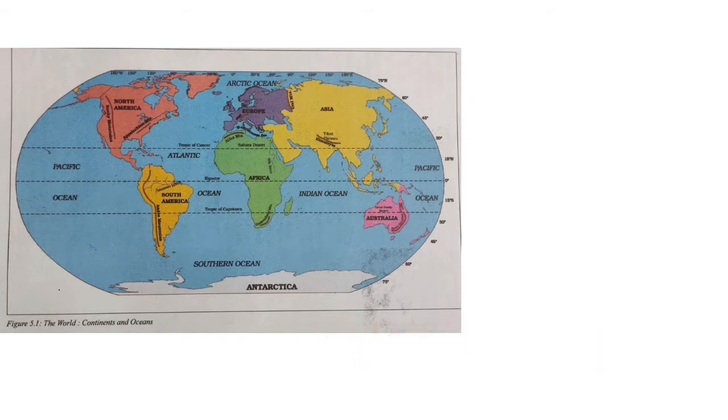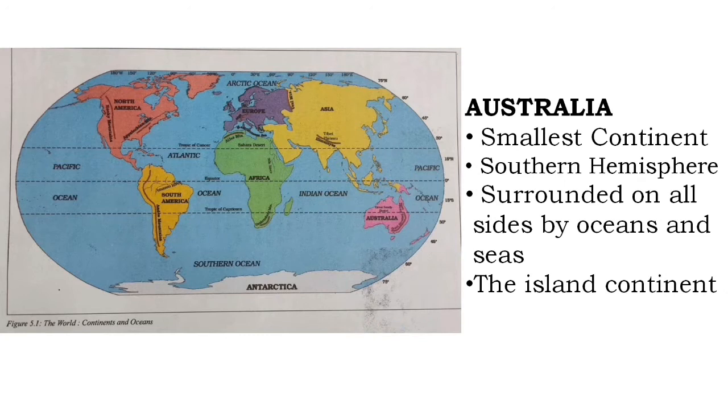Next we have Australia. Australia is the smallest continent and lies entirely in the southern hemisphere. This is equator, this is Australia. If you look here, it is surrounded by the ocean on all sides.